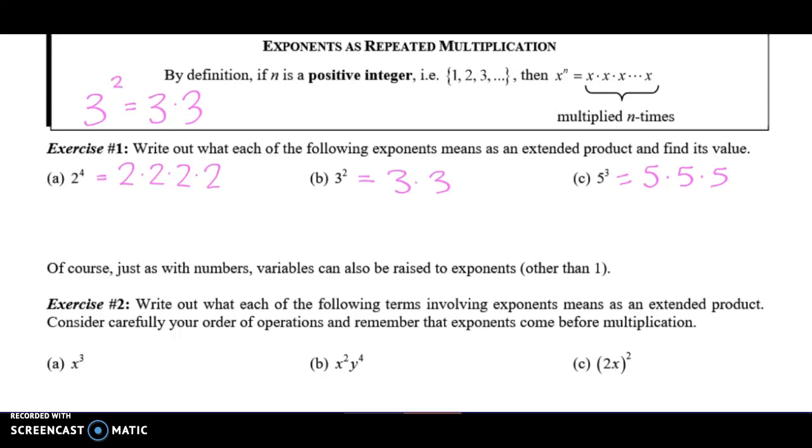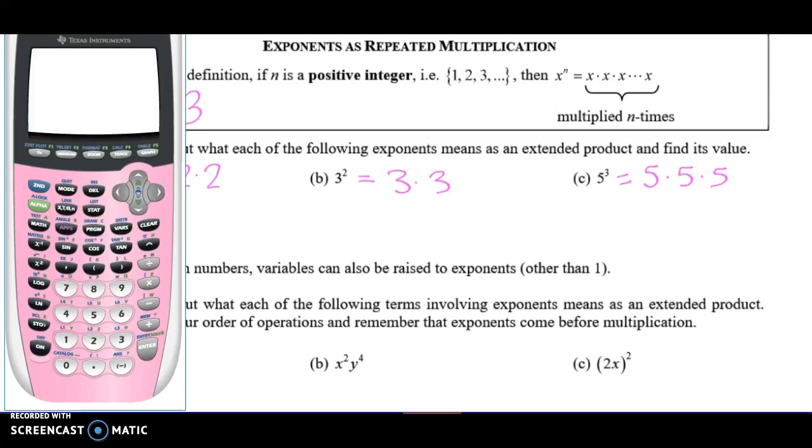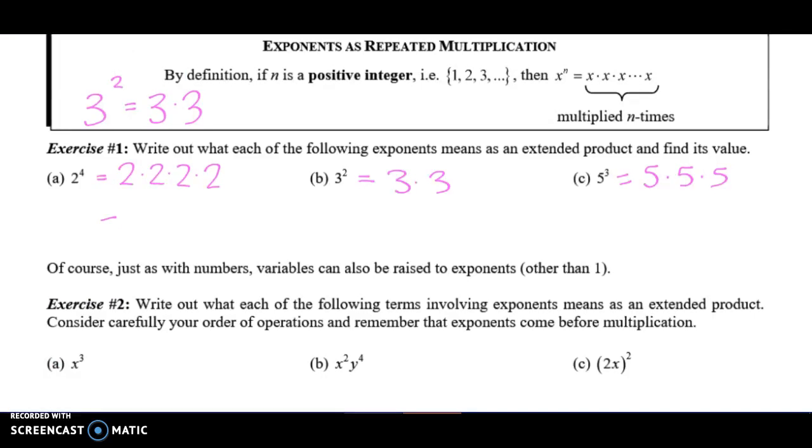However, when it comes to finding the value, we don't have to type it into our calculator this way. We don't need to put 2 times 2 times 2 times 2 because that's just crazy. It takes too long. You can put 2, and then the caret key and put in the 4th to enter, and it'll give you your value. 3 squared, 9, and 5 to the 3rd.